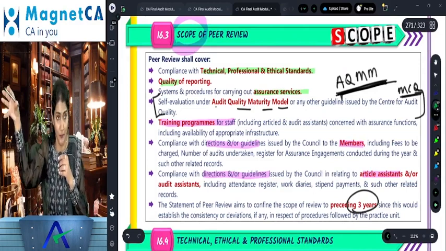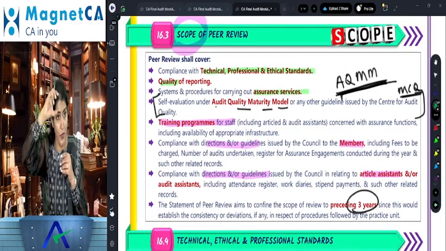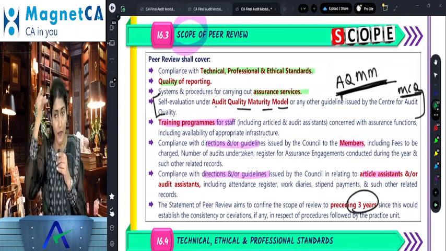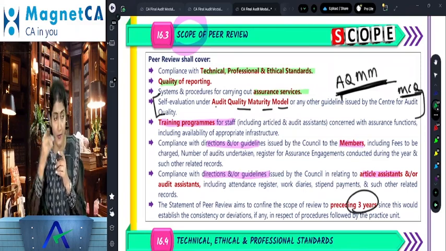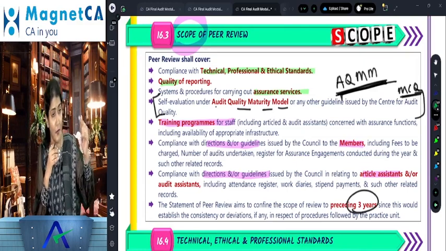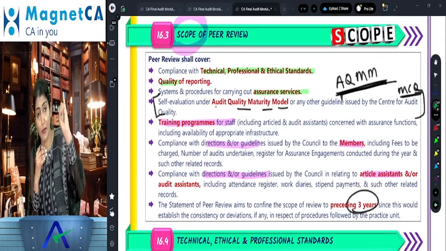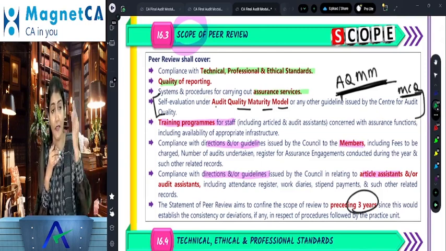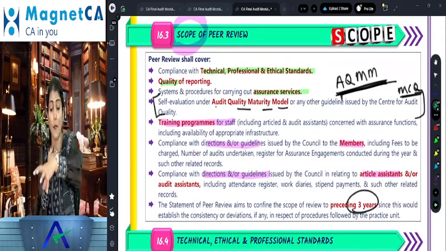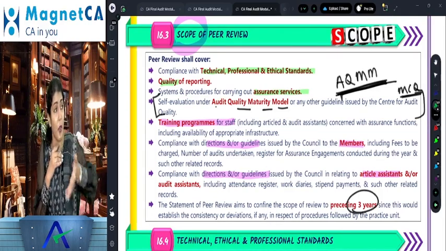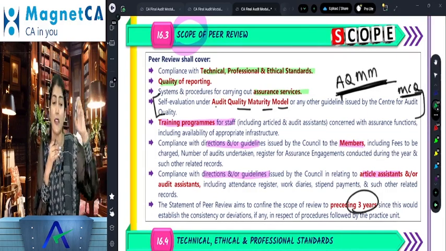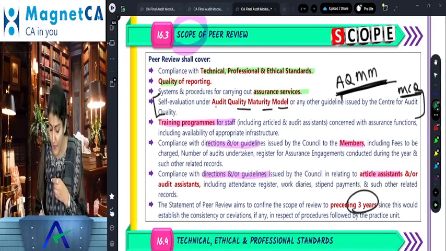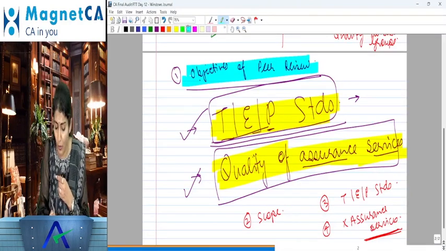So when the reviewer comes to your firm, what all will he check? Compliance with technical, ethical, professional standards, quality of reporting, assurance services. Then he will also check your self-evaluation of the AQMM. Then he will also look into the training programs, the directions and guidelines for the members, and the directions and guidelines for the articles. And once he comes for the peer review, assignments of the previous how many years can be picked up? Previous 3-year assignments can be picked up. Are you getting that, everyone? Okay, so that's the objective and the scope of the peer review.